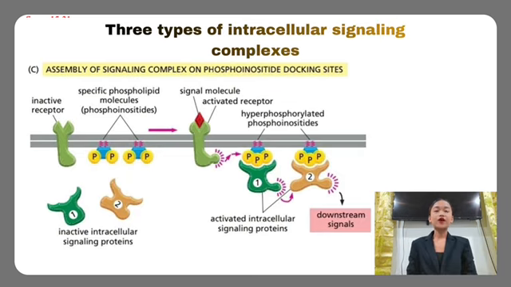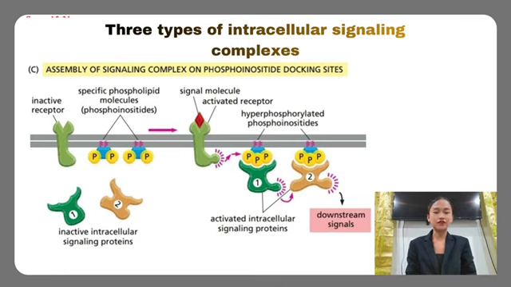Finally, for Part C, the assembly of a signaling complex on phosphoinositide docking sites. Here, as we can see in the image, the signaling complex assembles not only on the receptor but directly on the inner part of the plasma membrane. When activated, the receptor causes specific membrane lipids, the phosphoinositides, to become hyperphosphorylated, which then serve as docking sites for specific intracellular signaling proteins which can now interact with each other.